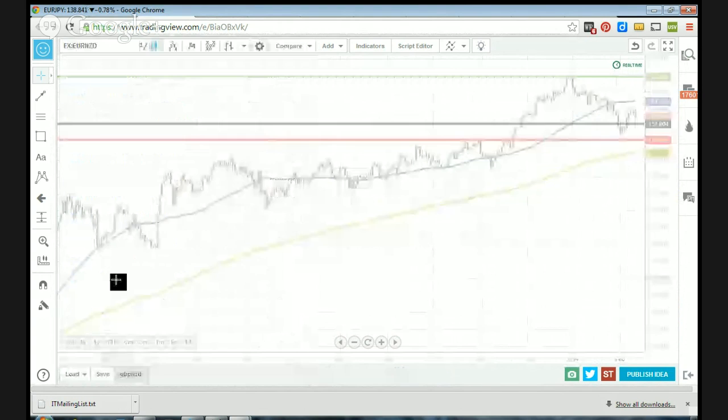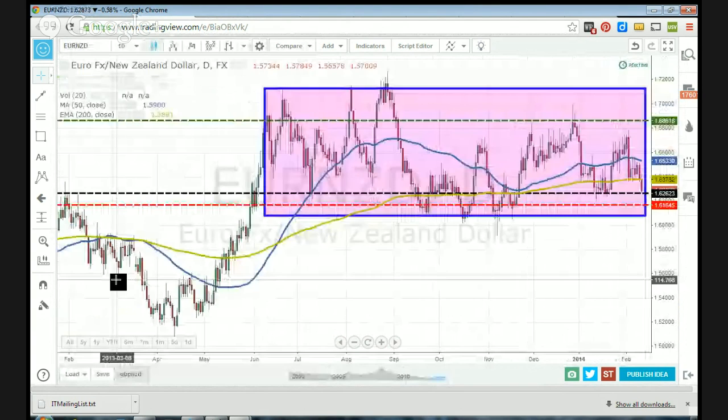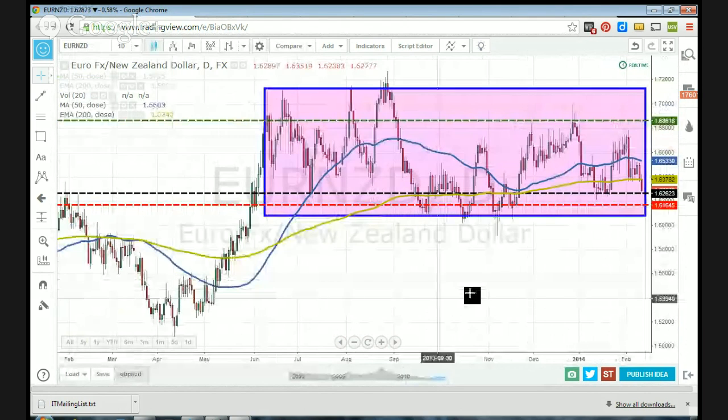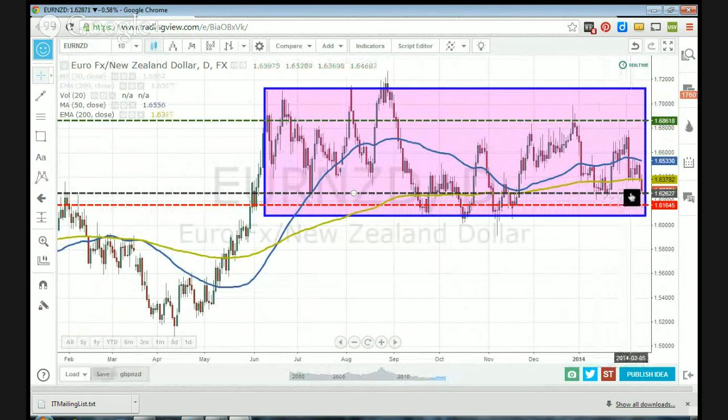Euro kiwi. Okay, so we're approaching this black line here. It might be an entry order opportunity. We'll see. Yeah, I would still... I probably won't do anything.